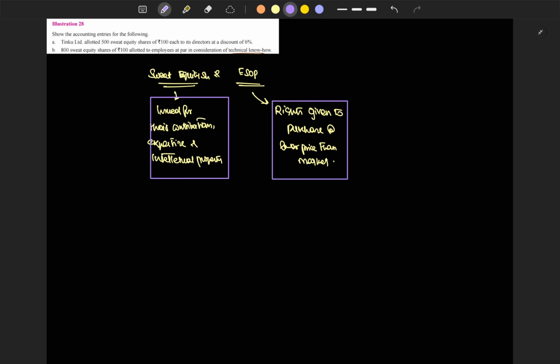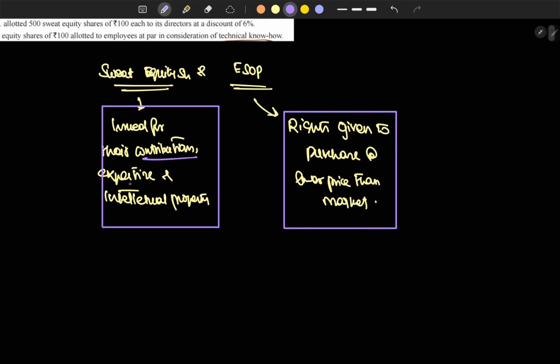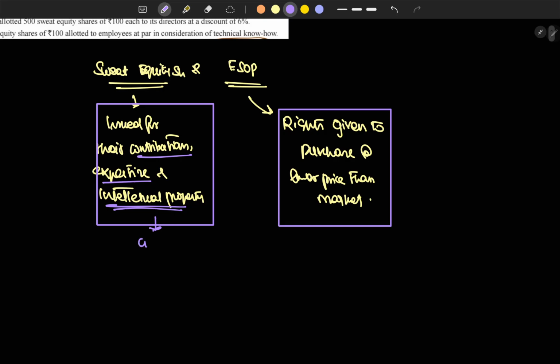So first I will try to explain sweat equity shares and the difference between them and the employee stock option plan, which is the rights given to employees. The major difference is that sweat equity shares are issued for the contribution done by the employees or directors, or their expertise, and intellectual property. This is the creation of employees or directors, and any creation of employees has to be protected from unauthorized use by people.